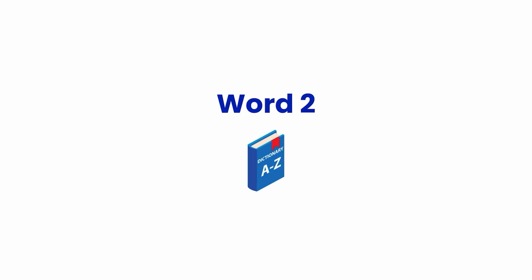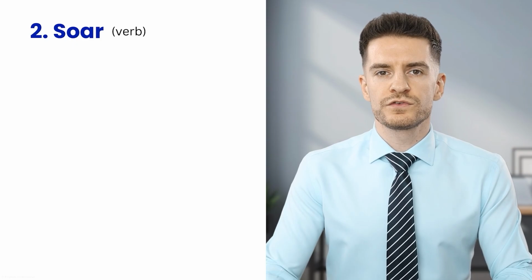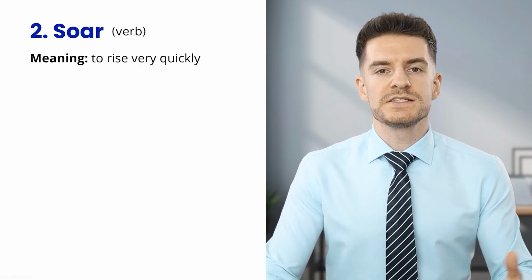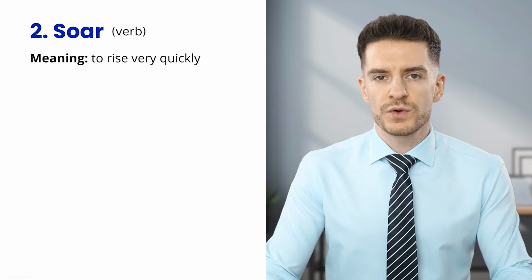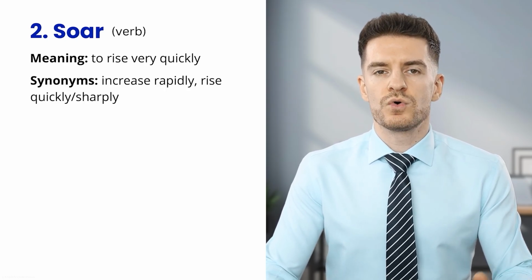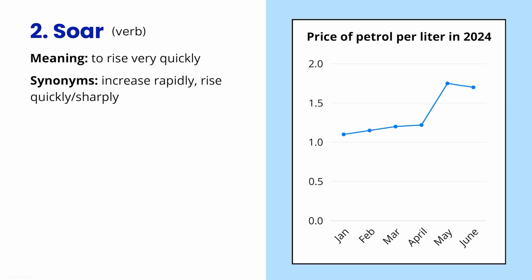All right, let's move on to word number 2 now, which is soar. Now, soar is also a verb, and it has the opposite meaning of plummet. It means to rise very, very quickly. Now, here are some synonyms: increase rapidly, or rise quickly, or rise sharply. So again, have a look at this chart on the right-hand side of the screen. You can see in April, things start to change. There's a really big increase. So that's where we can use the word soar.